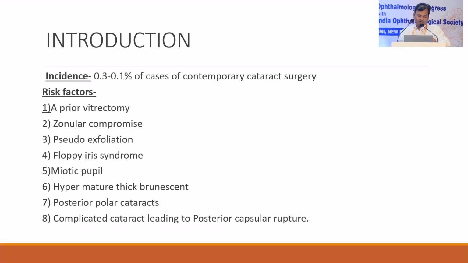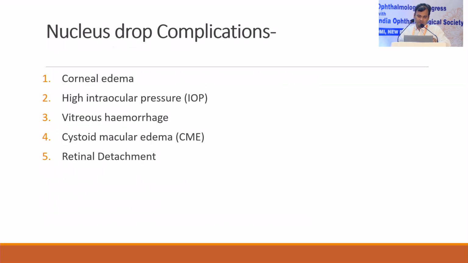Like a patient where a vitrectomy has been done prior, with zonular compromise, pseudoexfoliation, floppy iris, miotic pupil, hypermature cataract, posterior polar cataract. These are the cases where there is always a chance of PCR. So you will know your case before starting your surgery. You are prepared for the next step, and you will do the iris claw lenses nicely, manage the PCR properly and give a good outcome.